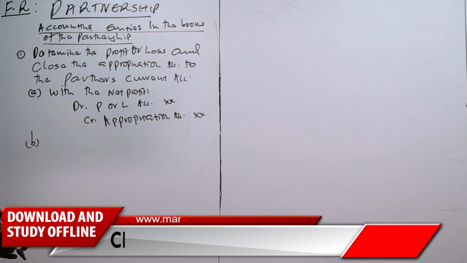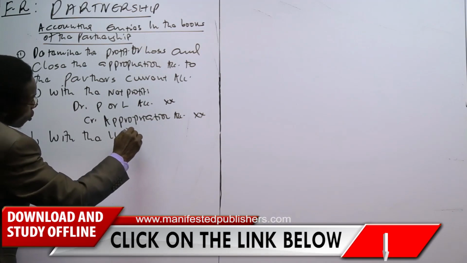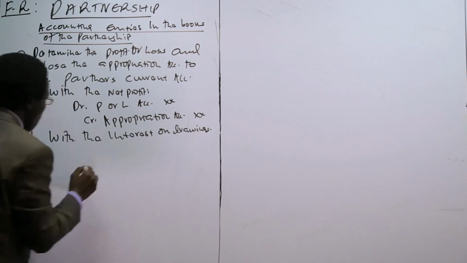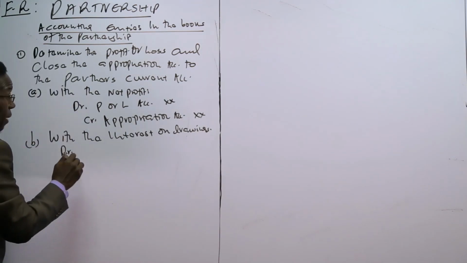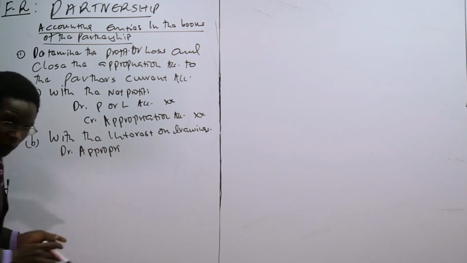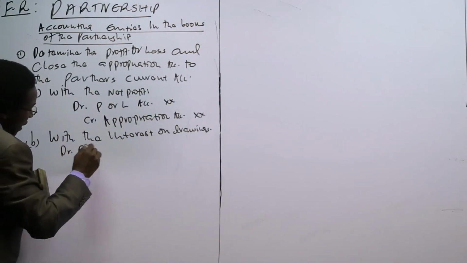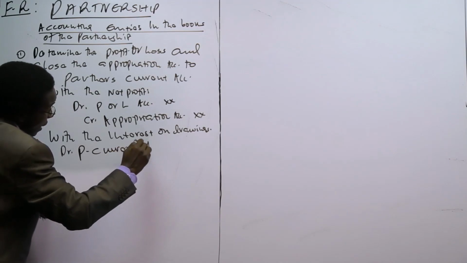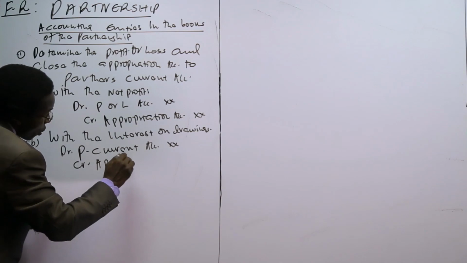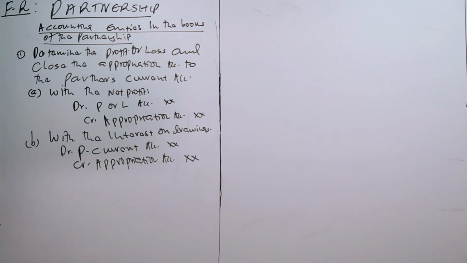Then B, you need to appropriate that profit. Before I even go there, I'll also talk about the interest on drawings. With the interest on drawings, what do you do? With the interest on drawings, you debit your partner's current account. That's what you do. Then you credit your appropriation account. That's very important to do.